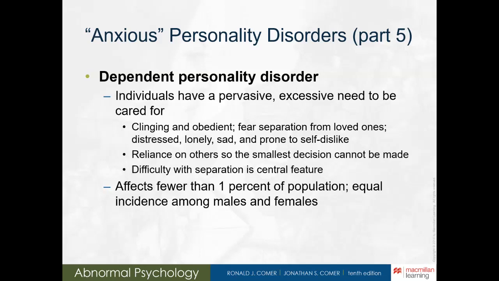So the smallest decision cannot be made, even going down to what do you want to do tonight or what do you want to eat for dinner? They are so dependent on the other person that they leave every decision to that other individual. They also have difficulty with separation. This is a central feature.